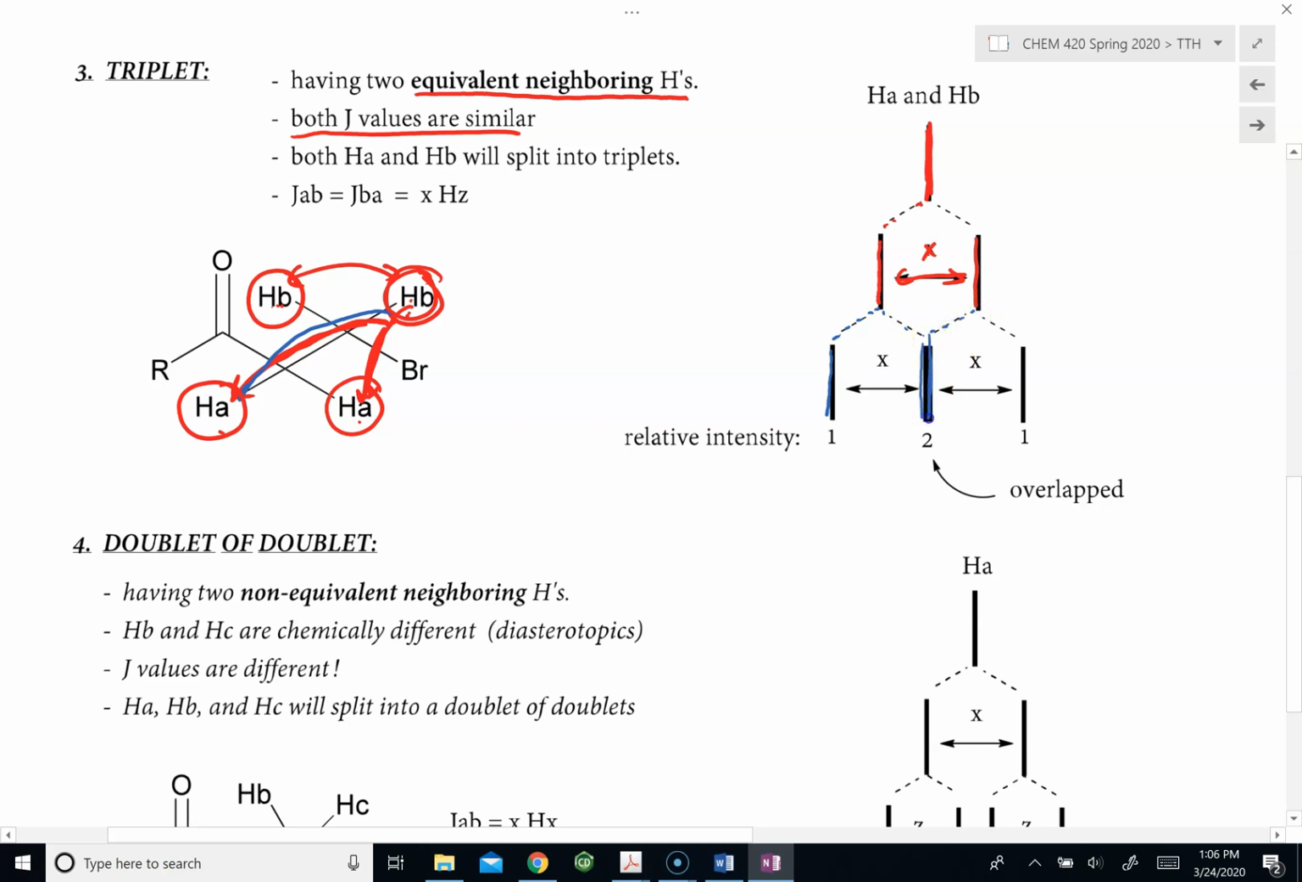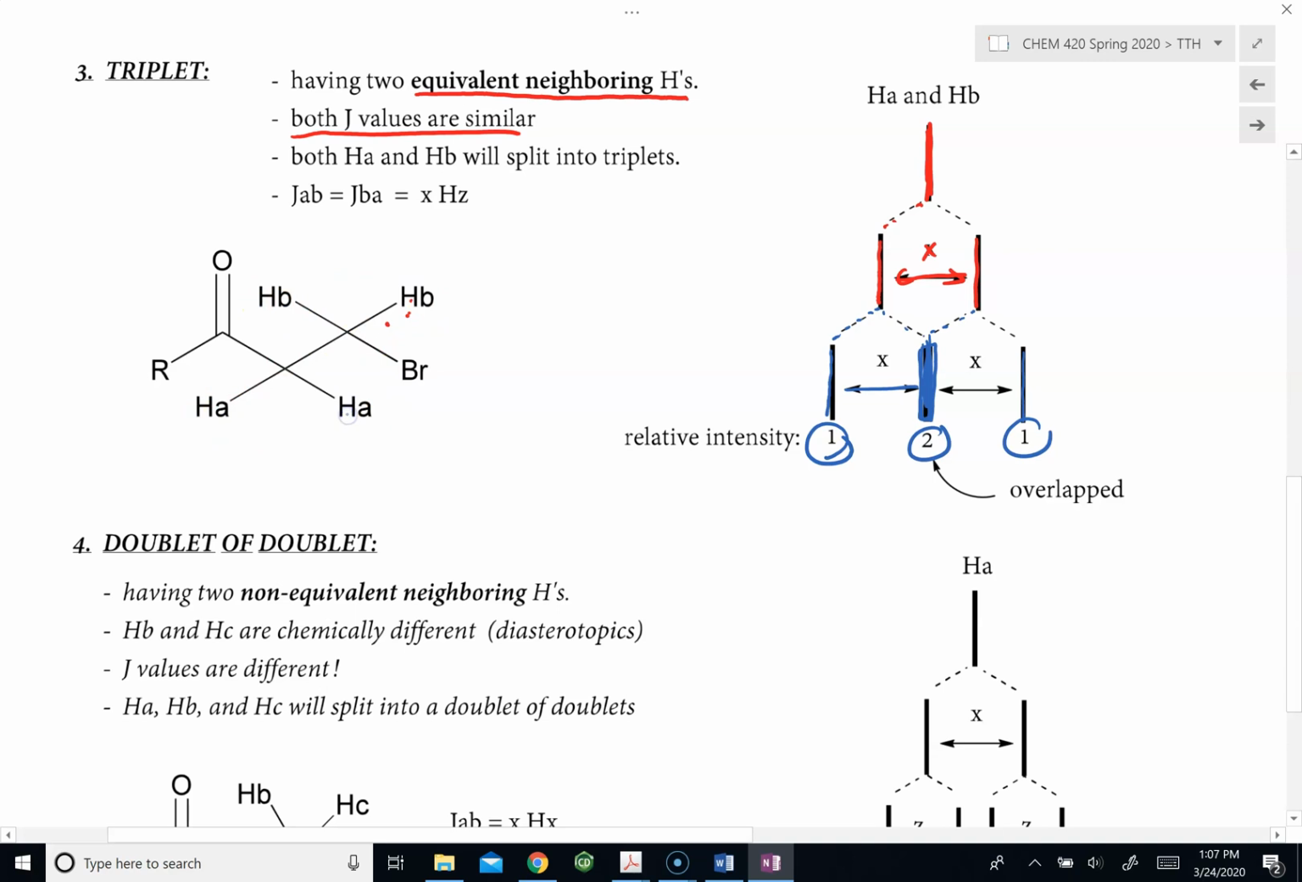So what we will then notice is that there is an overlapping signal in the middle. And here is the other signal. And the reason that the signal in the middle overlaps is because both the J values are the same. So therefore the resulting signals in here overlap. Thus the relative intensity for all of these three signals will be 1-to-2-to-1. So both HA and HB will show up as triplets.